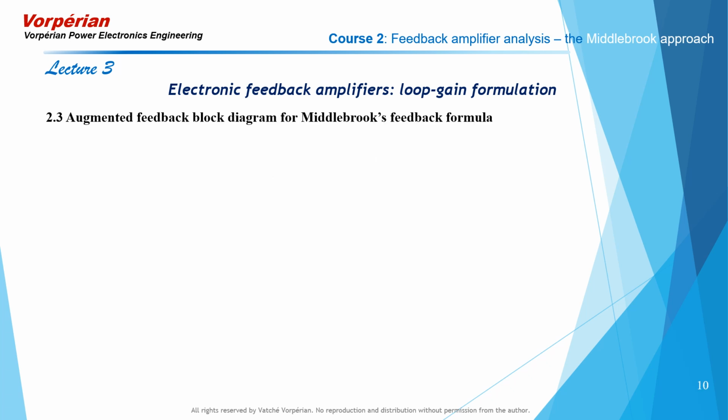We're now going to summarize the augmented feedback block diagram for Middlebrook's feedback formula. The closed loop gain GF equals G infinity times T over 1 plus T, plus G0 times 1 over 1 plus T. We're going to do so by showing the three components of this formula, G infinity, T, and G0, on the augmented feedback block diagram.